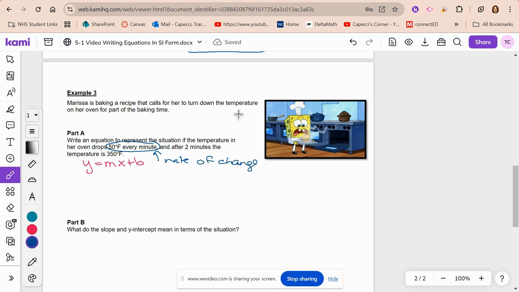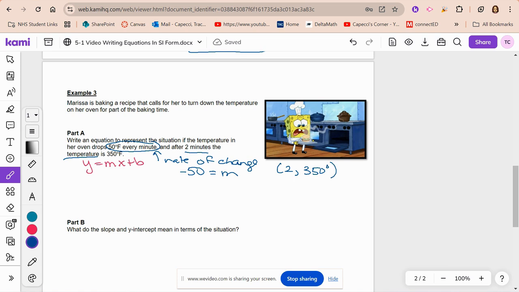And after 2 minutes, the temperature is 350 degrees. All right, well, we know that the rate of change is dropping negative 50. It's dropping 50 degrees. So it's going down negative 50. That equals m, right? My rate of change is m. Now we have to take a look at what we have. We have 2 minutes. At 2 minutes, our temperature is 350 degrees.